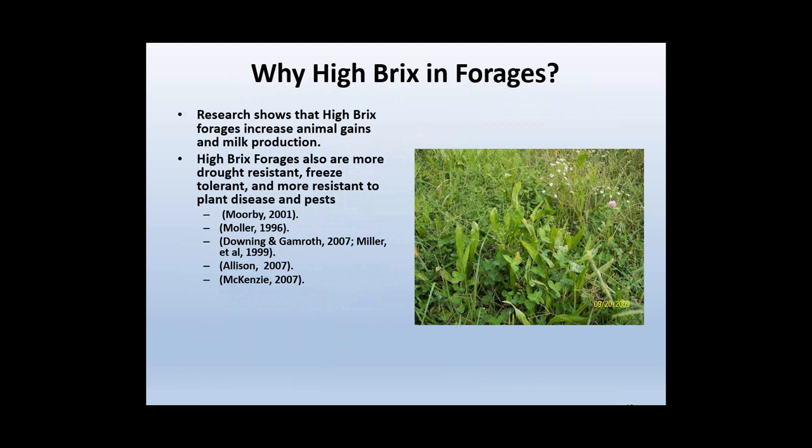Basically, research has found that high brix forages do a very good job of improving animal gains and performance and milk production in dairy cattle. For our clients that have been able to effectively increase brix in their forages, they instantly see this in their milk tank. If they go from a brix of 3% to 8%, they see a significant bump in milk production, and that includes not only fluid milk production but also milk fats and milk protein.